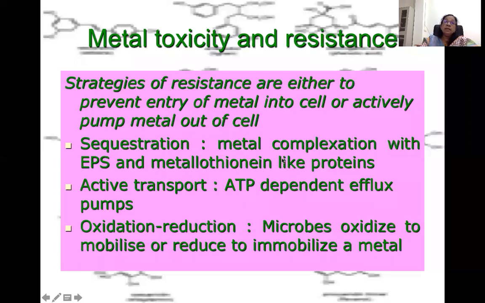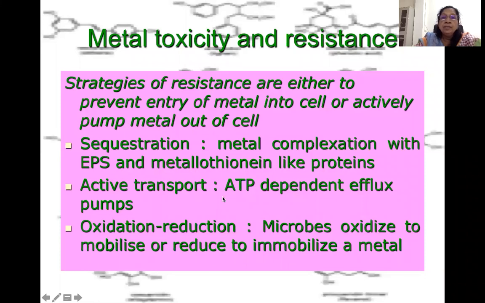And certain microbes have evolved strategies to overcome the metal toxicity and cause some resistance. So the strategies or the methods of resistance are of two types. Either they prevent the entry of the metal into the cell, in the cell membrane itself, or if it enters into the cell, they can actively pump the metal out of the cell.